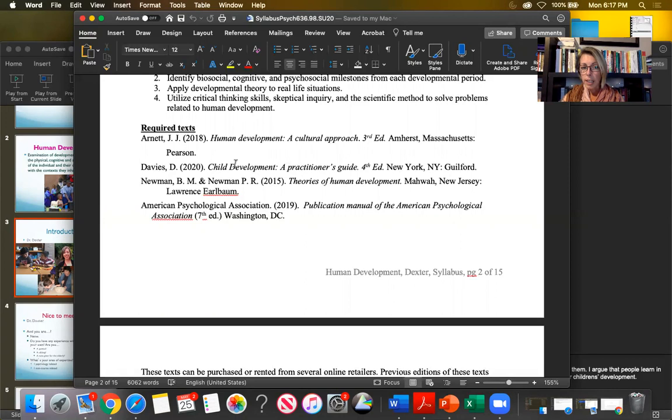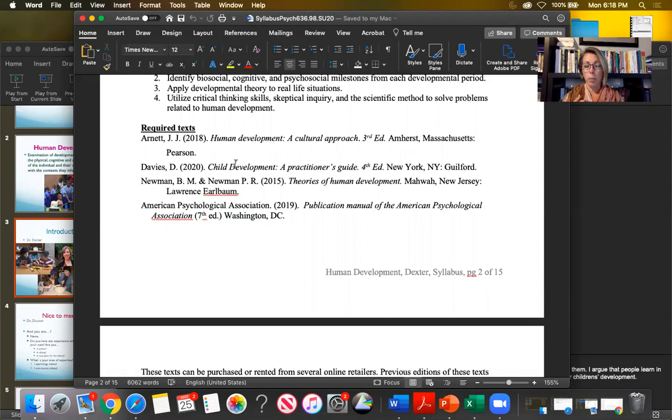They're not going to be the same. Older editions may be missing newer research, but they're going to have a lot of the same kind of classic studies in them. So if, because of cost and how often you think you'll use this after this class, you want to go for an older edition, I understand, you've got to do what you've got to do.